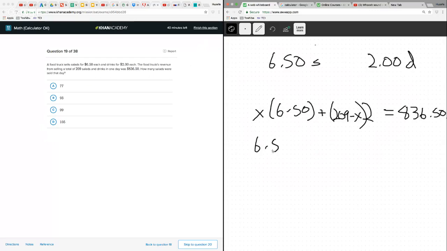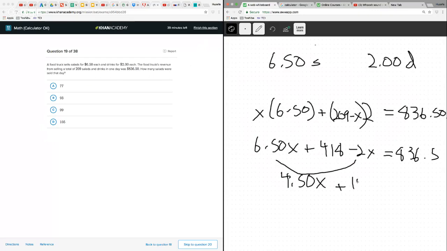Let's go ahead and multiply it out. 6.50x plus 418 minus 2x equals 836.5. Once we solve for x, we've got our number of salads. Combining, negative 2x, this becomes 4.5x plus 418 equals 836.5. Subtract 418 from both sides. I'm going to do this mentally, and do the last step with the calculator.